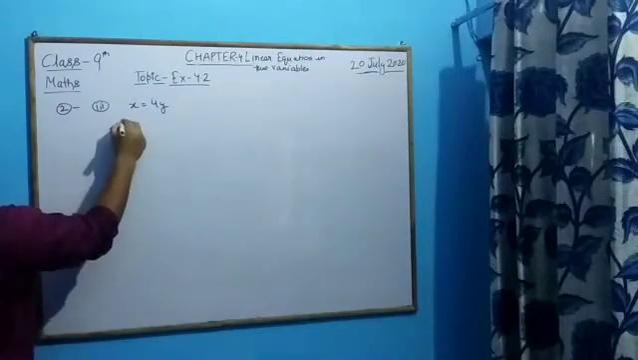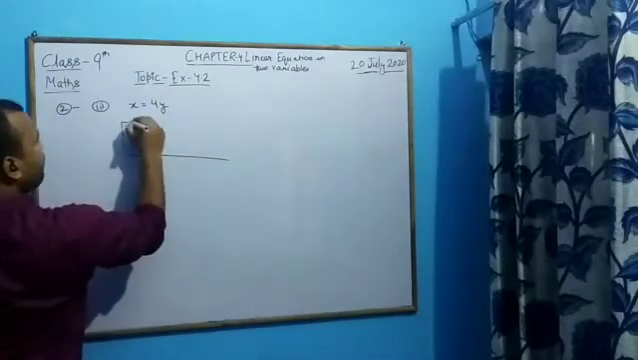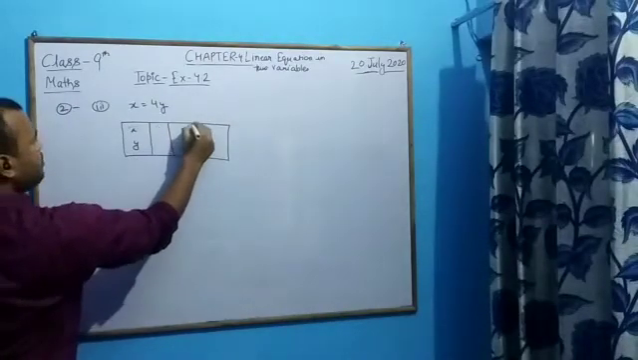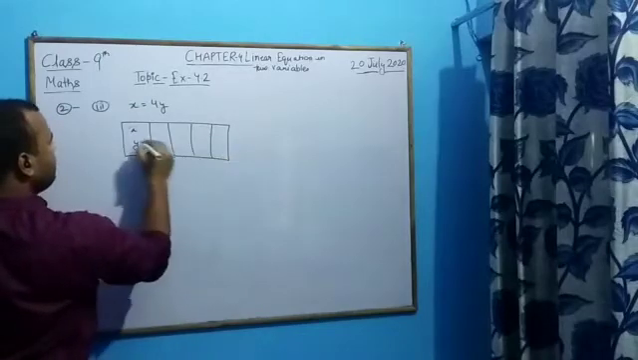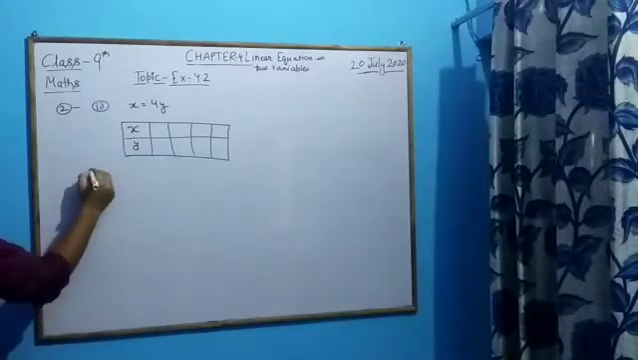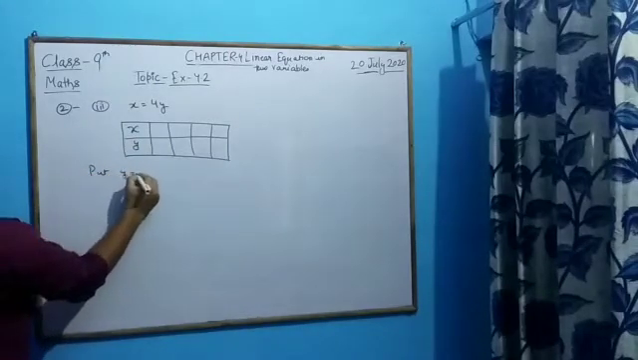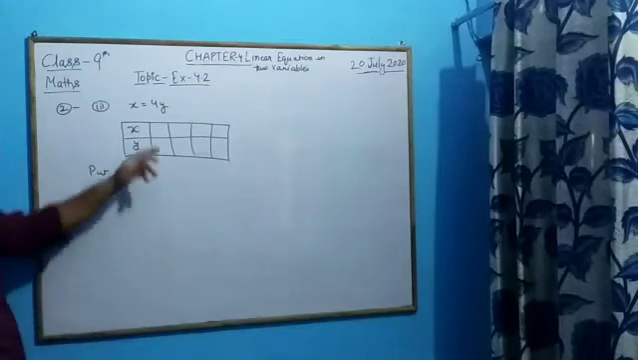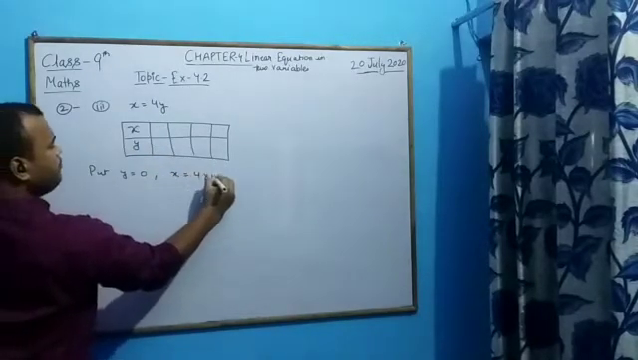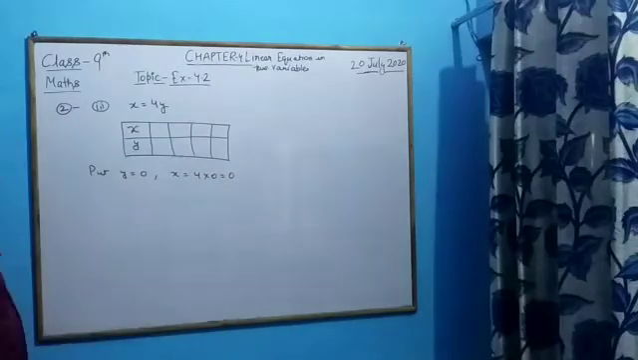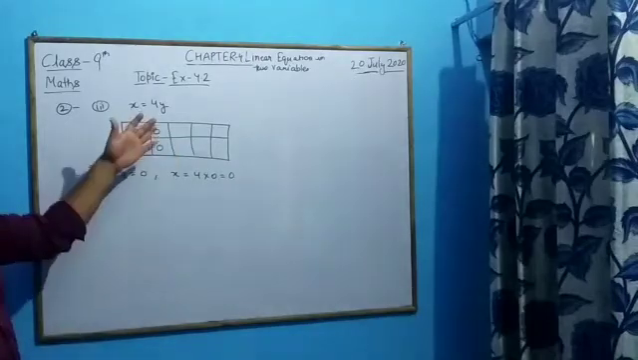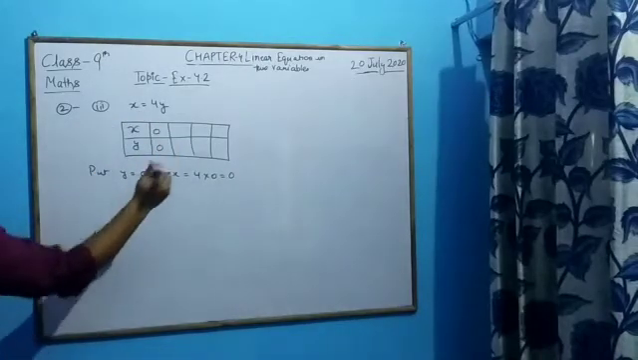Let us make a table for the solution part: 1, 2, 3 and 4. Now put y is equal to 0. When we put y equal to 0, what happens? x is equal to 4 into 0, that is 0. Means when y is 0, x is also 0. This is the first solution, 0 comma 0.